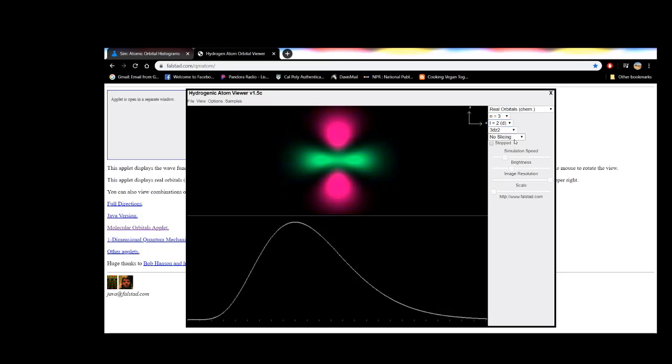So the n value is the major contributor to the change in radius, but the l value also contributes to the radius, and they contribute in different directions. As your n value goes up, your radius increases. As your l value goes up, your radius decreases.